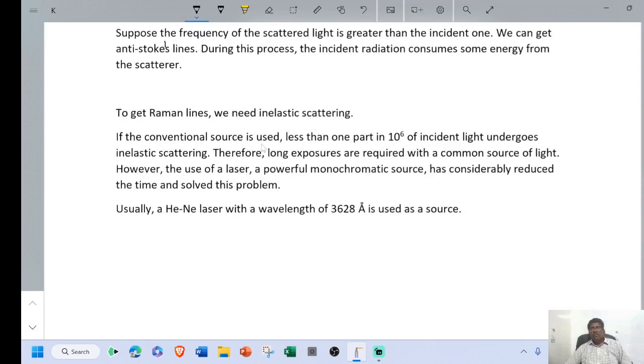If the conventional source is used, less than 1 part in 10 power 6 of incident light undergoes inelastic scattering. Therefore, long exposures are required with a common source of light. However, the use of a laser, a powerful monochromatic source, has considerably reduced the time and solved this problem. Usually, a helium neon laser with a wavelength of 3628 Angstrom units is used as a source.